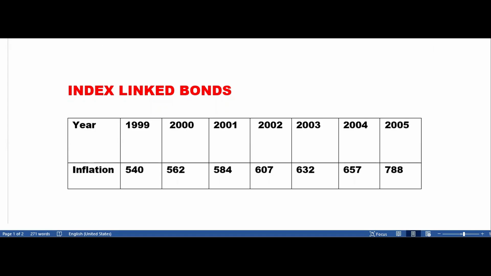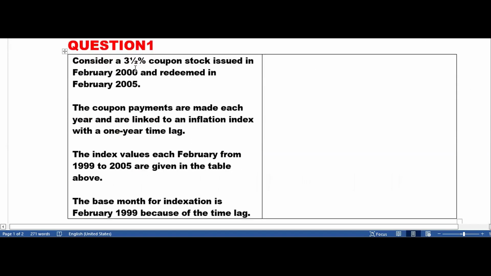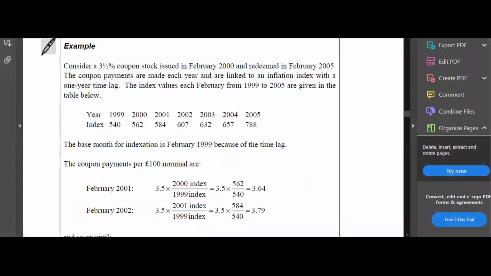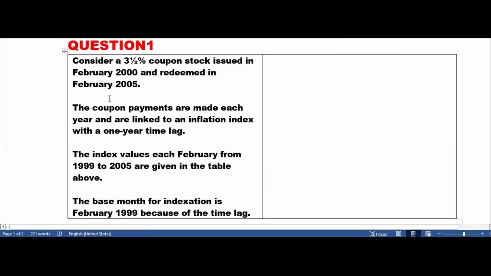Because in the market, whatever value you get, whatever coupons you get, I will try to explain through this example. Consider a 3.5% coupon stock issued in February 2000 and redeemed in February 2005. It's for 5 years, so 3.5% is what you are expecting to get. The coupon payments are made each year and are linked to an inflation index with a 1-year time lag. That means when you purchase index linked bonds, they will give you more.